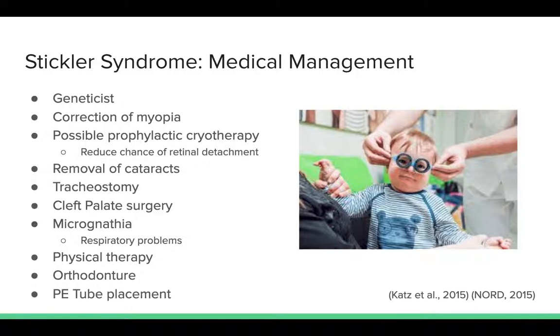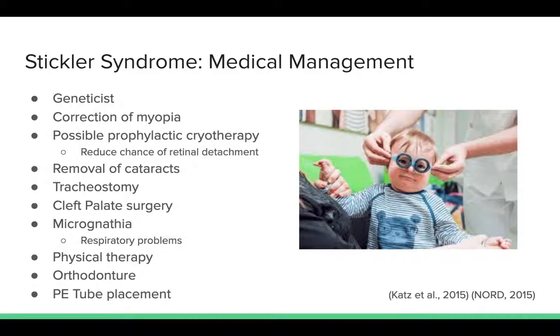Next, it's important to provide the child with proper glasses or contacts to correct for their myopia or nearsightedness. Patients with Stickler syndrome have a higher chance of a detached retina, so it's highly recommended that they avoid contact sports throughout their life. In some cases, doctors might suggest doing a prophylactic cryotherapy to reduce the chance of retinal detachment. The removal of cataracts is also an option if the patient suffers from such.